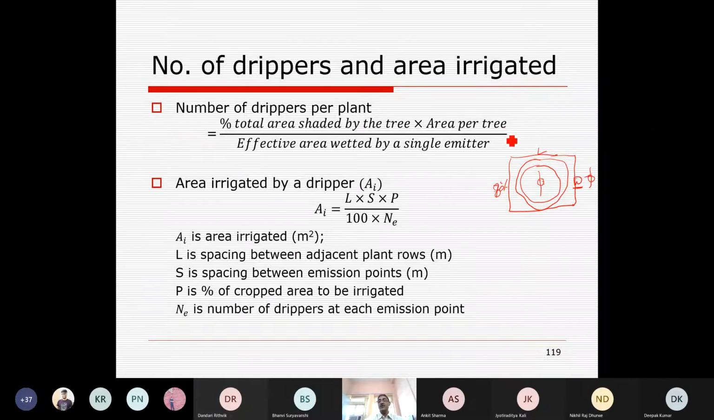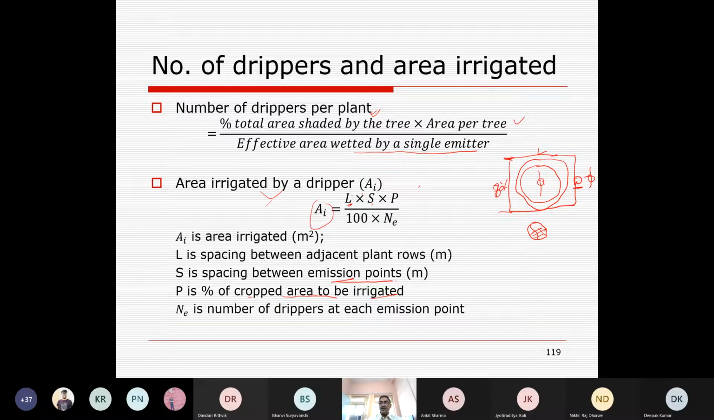So we need to find out the area per tree, and then the effective area wetted by a single emitter. How much area, maybe in a circular pattern, is wetted by a single emitter. In that way, we can find out the number of drippers per plant that is required. And the area irrigated by a single dripper, that is Ae, is the spacing between adjacent plant rows or row to row distance, that is L. S is the spacing between emission points or plant to plant distance, and P is the percentage of cropped area to be irrigated.